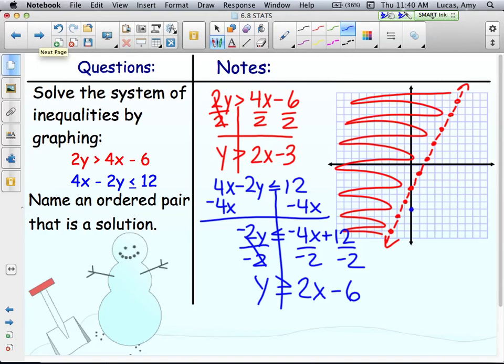you should see that we're still going to be shading. So I started at -6 for my intercept, and I'm going up 2/1, just like my first boundary line. And this one is going to be a solid line. And it's greater than or equal to again, so I would be shading above the line. Here's the thing. If I shade above this line, look at what happens.